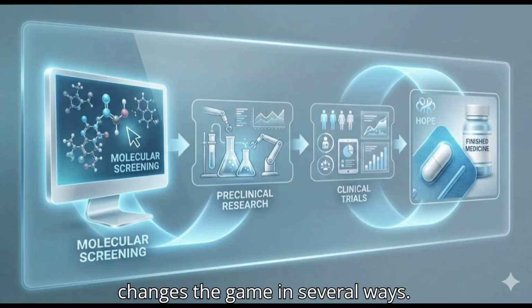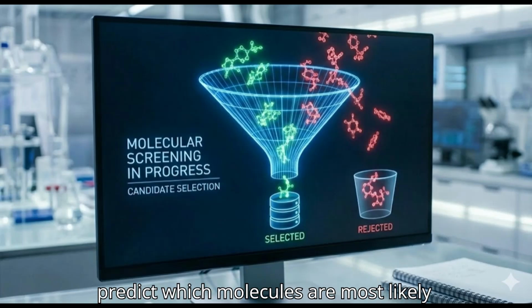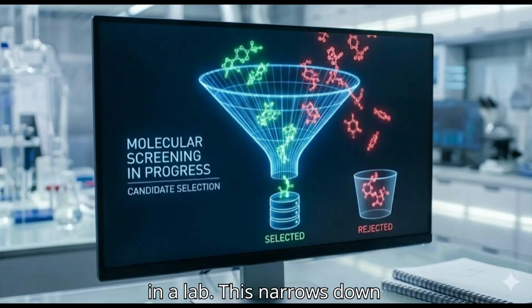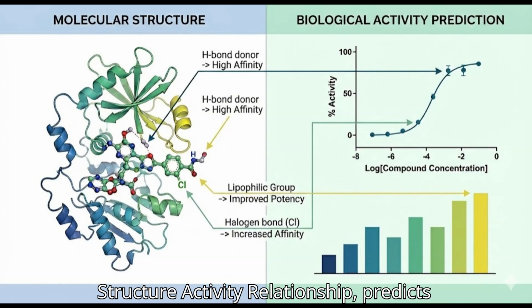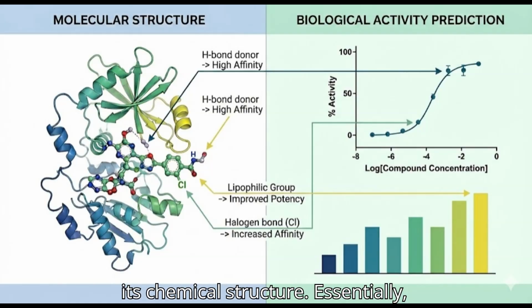It can take over a decade and billions of dollars to bring a single drug to market. Cheminformatics changes the game in several ways. Virtual screening allows computers to predict which molecules are most likely to bind to a disease target instead of testing millions of compounds in a lab. This narrows down the candidates dramatically. QSAR modeling, which stands for Quantitative Structure-Activity Relationship, predicts a compound's biological activity based on its chemical structure. Essentially, these models answer the question, if I change this part of the molecule, how will it affect its behavior?